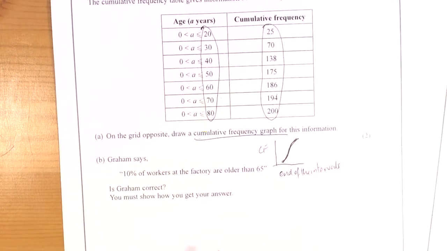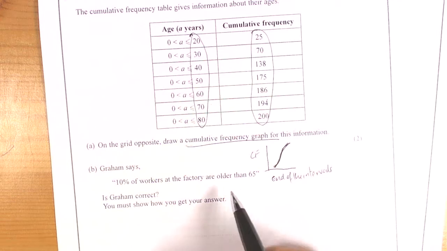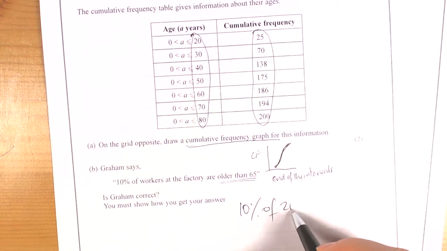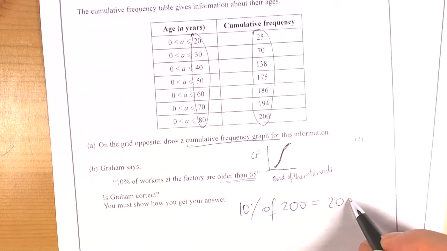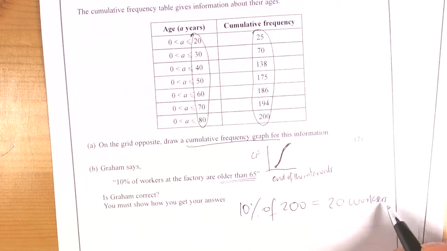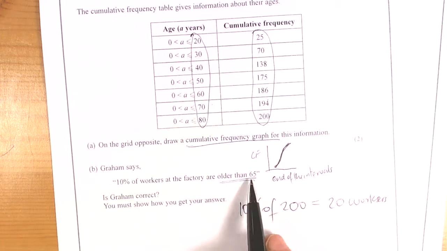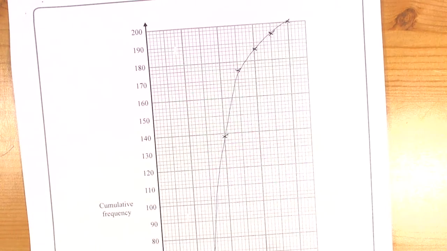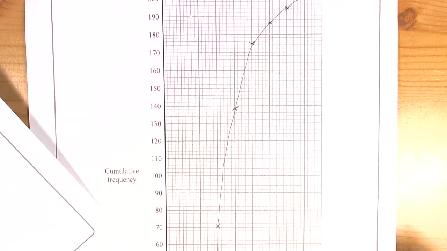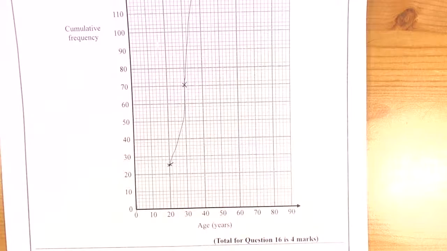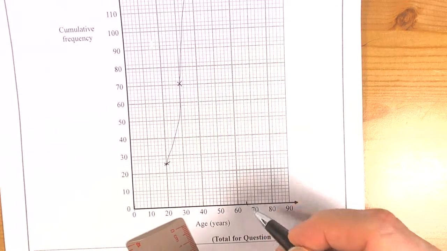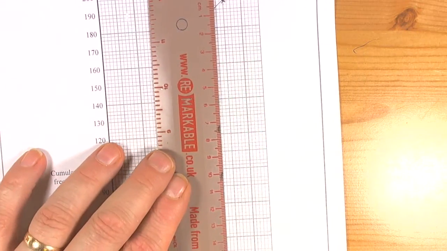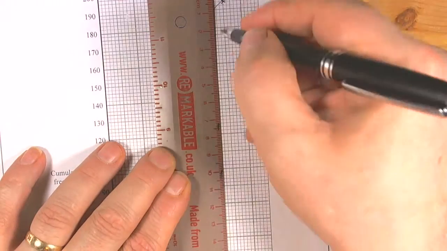The question then goes on and says, Graham says 10% of the workers in the factory are older than 65. Is Graham correct? Well, 10% of 200, because they told us this was about 200 workers, is 20 workers. So basically we're trying to see, are 20 workers older than 65? Well, if we go to the graph, then we can see that 65 is there. So basically we would draw a line up to our graph, so 65 up to our graph.